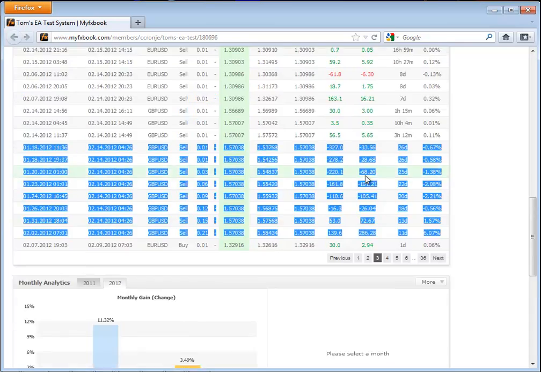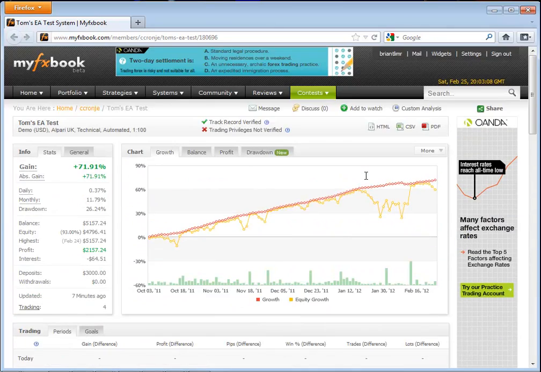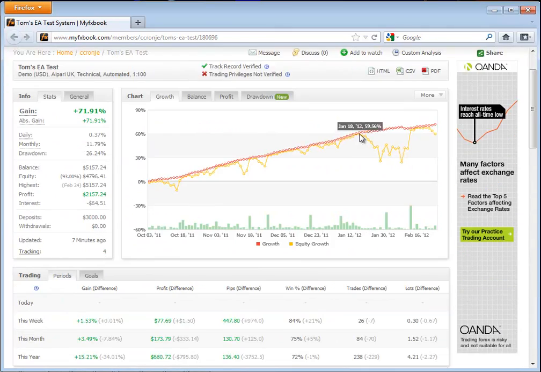So one of the keys here to TOMS EA is you need to be able to weather that kind of a drawdown. At the point in time we started this drawdown, our account had $5,000 in it. And so this account happens to be on a demo account with Alpari UK.